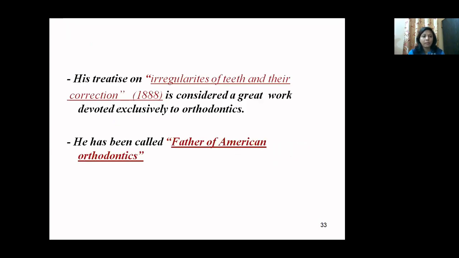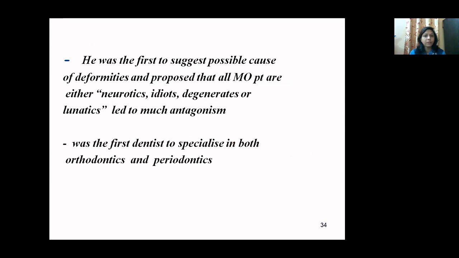And again, his treatise on irregularities of teeth and their correction is considered a great work devoted exclusively to orthodontics. And he is mentioned as the father of American orthodontics. He was the first to suggest a possible cause of deformities and proposed that all malocclusion patients are either neurotics, idiots, degenerates, or lunatics. He was the first dentist to specialize in both orthodontics and periodontics.